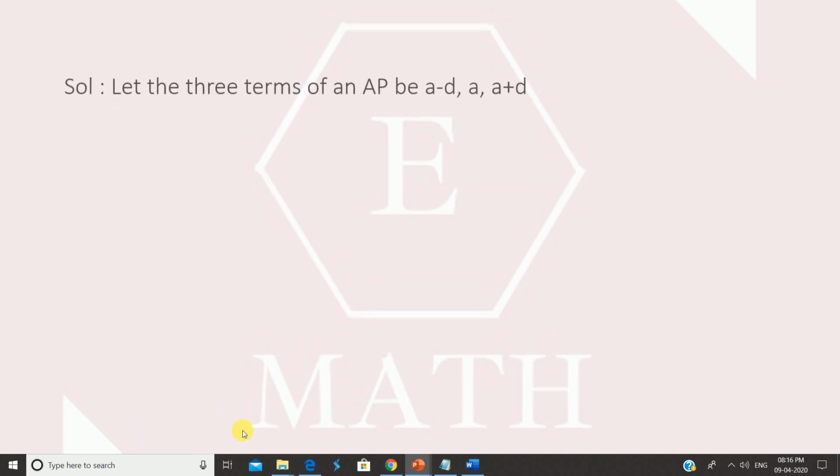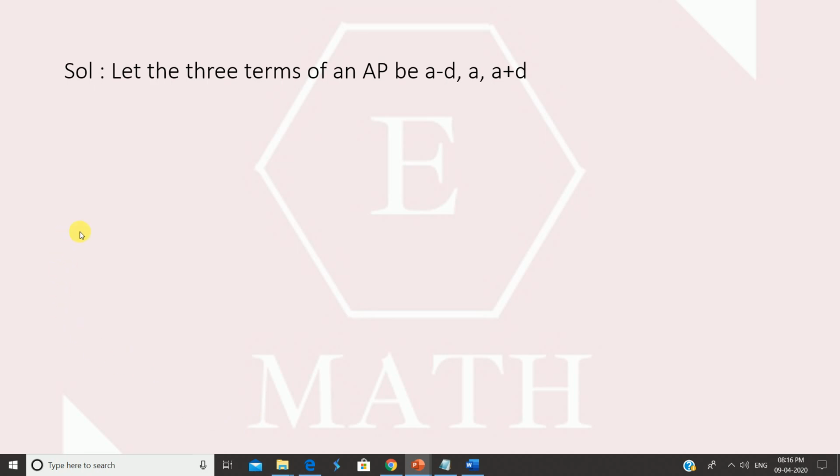So the solution goes like this. Let the three terms of an AP be A minus D, A and A plus D. So we'll have to assume it like this. Let the three terms of the AP be of the form A minus D, A and A plus D. Then they have given that the sum of the three terms is 33. So we'll have to add these three terms and equate it to 33, right?